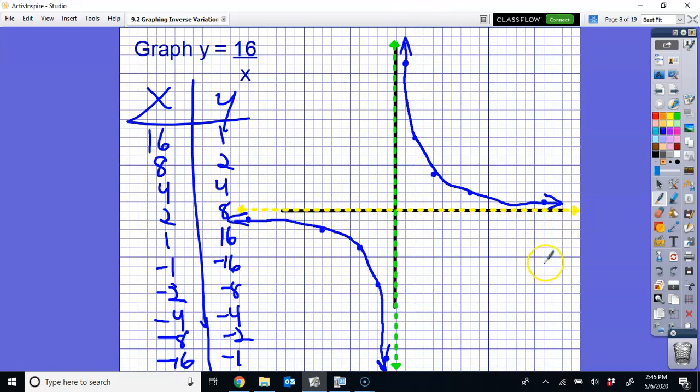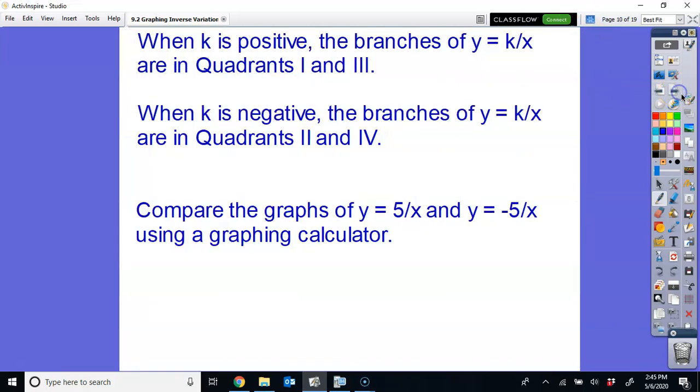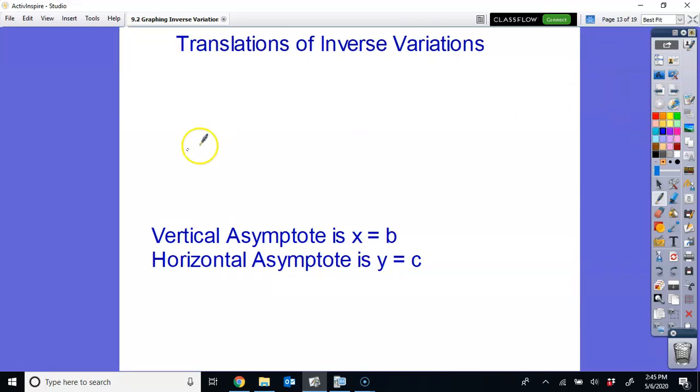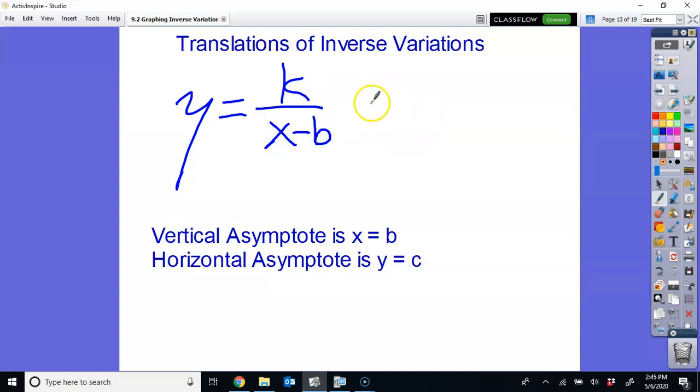Now, just like other graphs that we've done this year, what happens when you have something that looks like this guy? And I'm going to use these letters because I think your textbook does. If they don't, it's okay. It's not a big deal. Letters aren't the important part here. Let's say it's k over x minus b, and then you have plus c here.